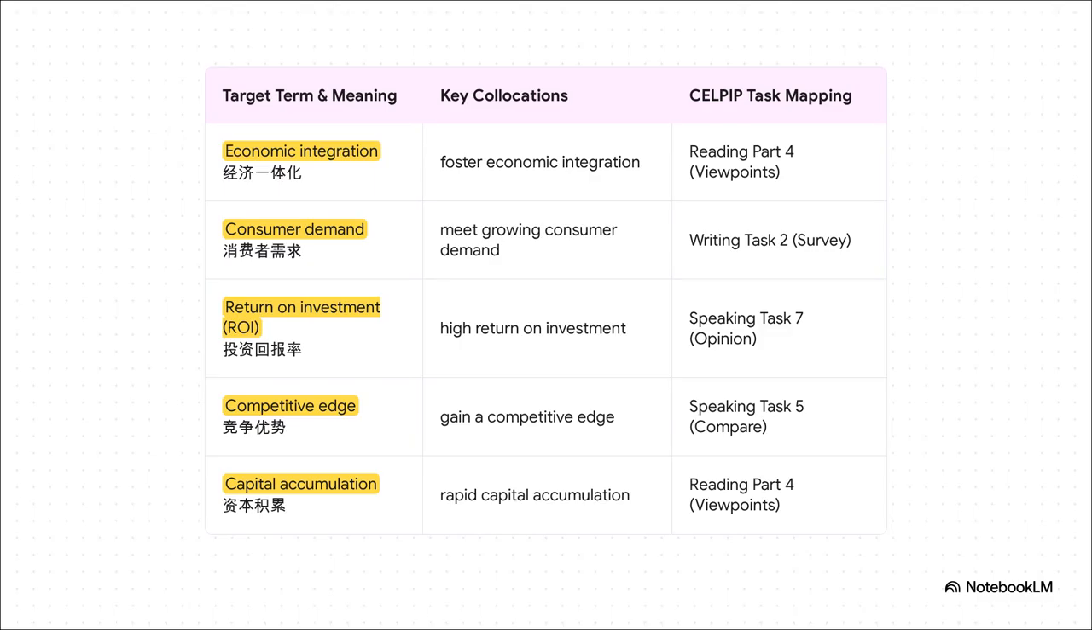Next, consumer demand. Consumer demand, 消费者需求. In a Writing Task 2 survey, you can easily justify a business expansion by saying it will meet growing consumer demand. Then, return on investment, or ROI.